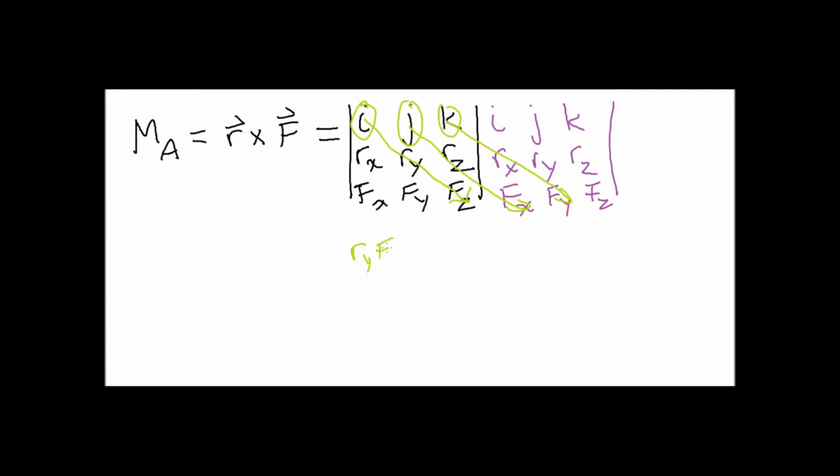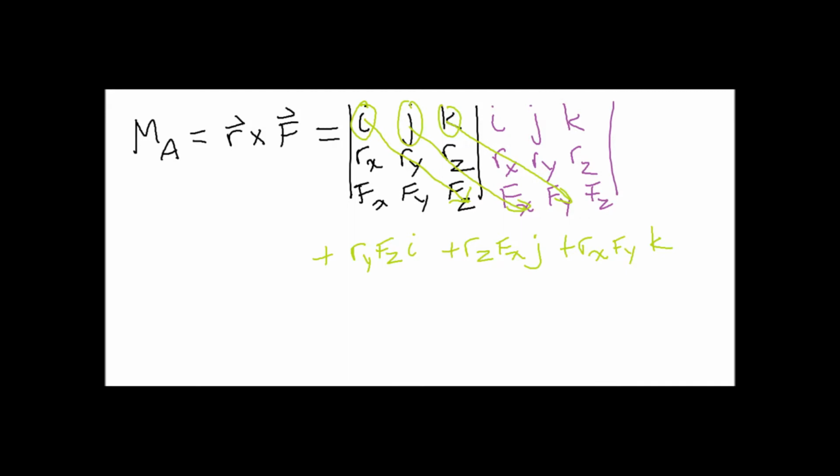Ry times Fz times I is the first diagonal. The second diagonal is Rz Fx J. And the third diagonal is Rx Fy K. For this first set of diagonals, what we're going to do is we're going to put plus signs in front of all of these. They're all positive.